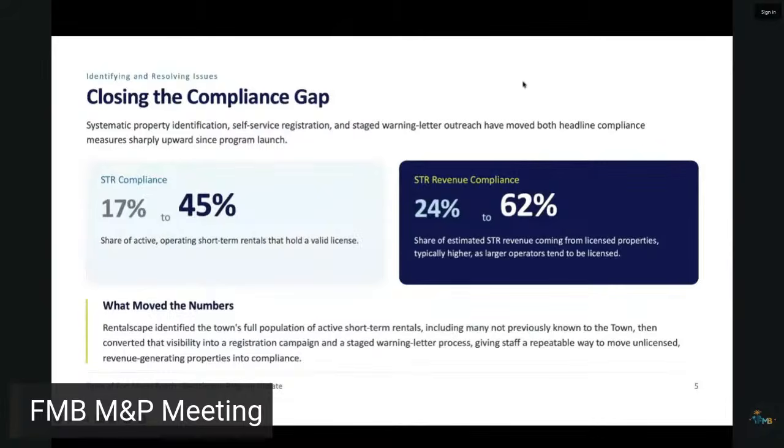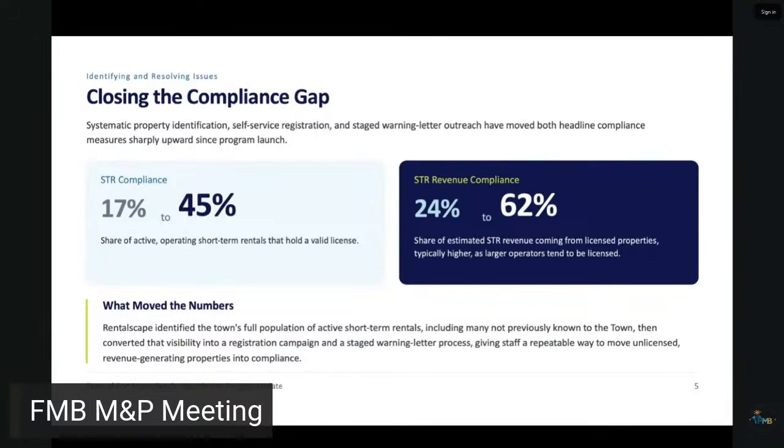So the goal that we always try to achieve with our clients is helping to close the compliance gap. And really, this is a huge component for the Community Development Division, where when we started working with the town, it was at 17% compliance. Now, as of today, we're at 45% with a steady incline in registering short-term rental property owners. What has been the most effective in increasing this compliance gap is notifying those folks through the outreach letter campaign. Of the 45%, these are operating short-term rental properties that hold a valid license and registration.